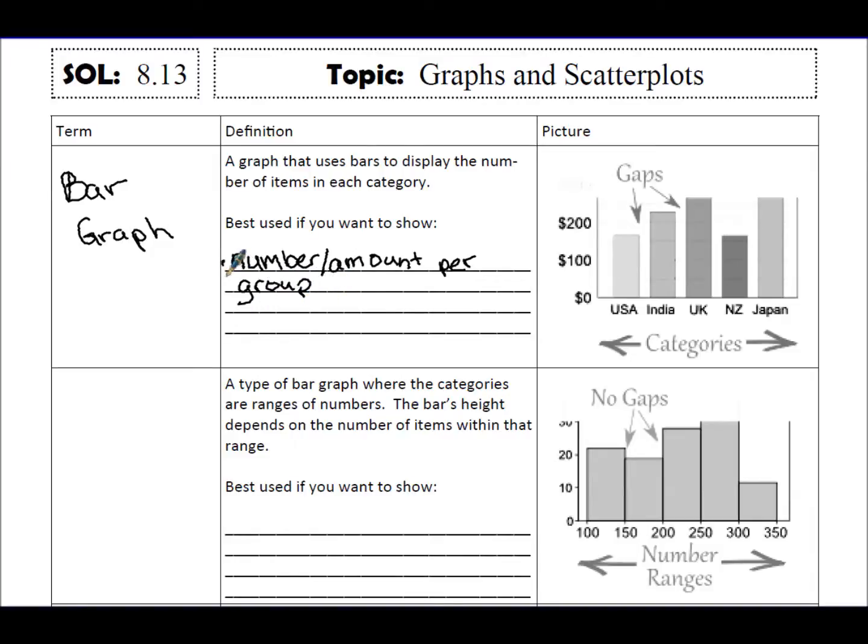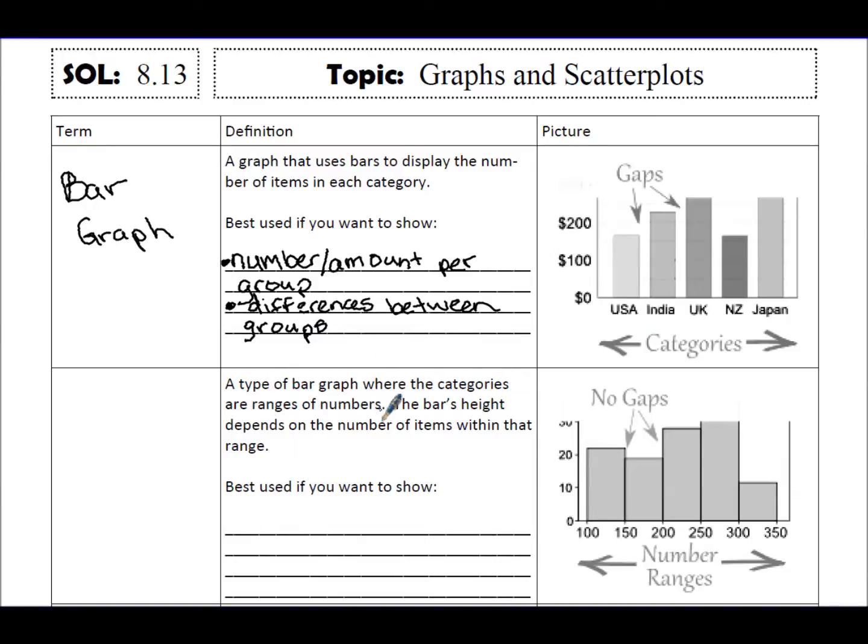So in this bar graph, we could see how much money USA has in this situation. We could also compare how much money USA has to how much money India has. So a bar graph would also be good if we wanted to find the differences between the different categories. So the differences between UK and India or USA and UK is easily seen.